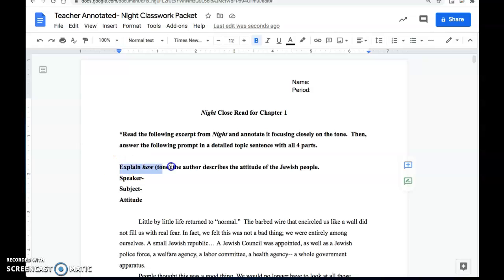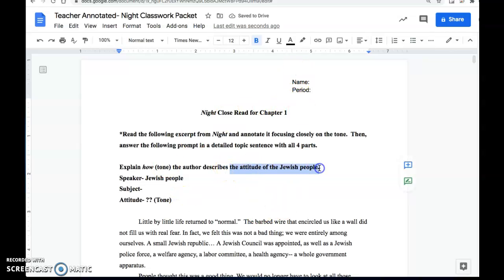So if the prompt is, explain how the author describes the attitude of the Jewish people. Well, here's the word attitude, right? The attitude of who? The Jewish people. So in this case, our speaker is not going to be Elie Wiesel, but it's going to be the Jewish people. And that came right from the prompt. The attitude is what we're going to be looking for, right? This is the tone. And now we just need to find out what the subject is.